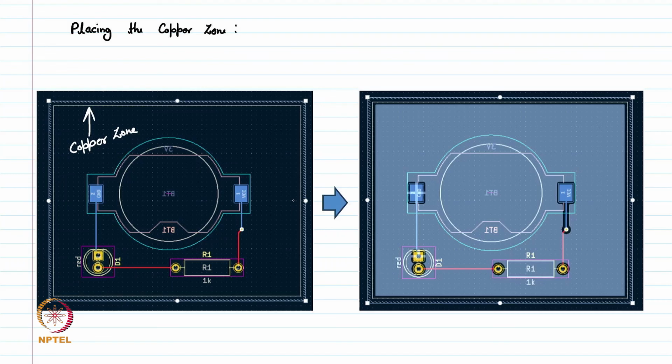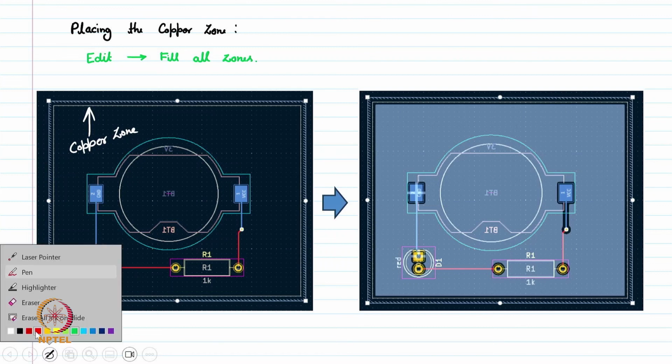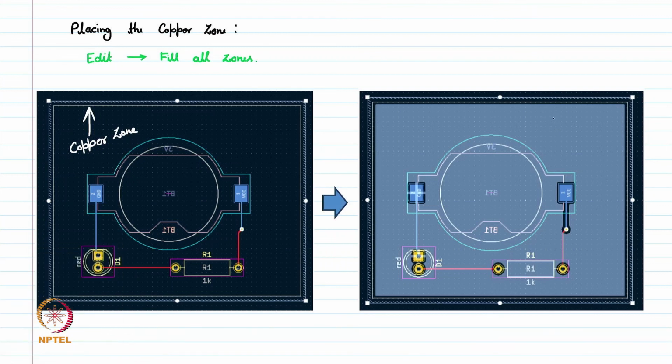So once we do this boundary and we select fill all zones, everything within that boundary, wherever we have available space which is not used by any footprint, that will be filled by copper zone. So this is now copper filled, shown by this blue color.